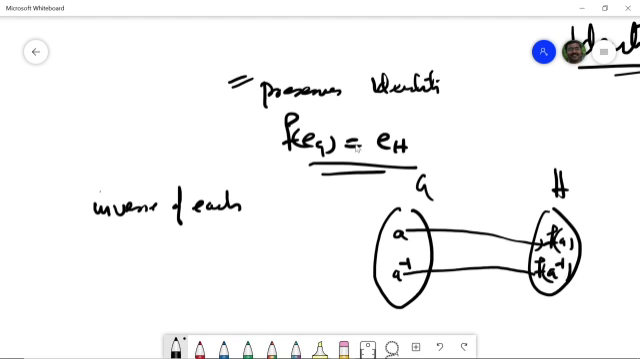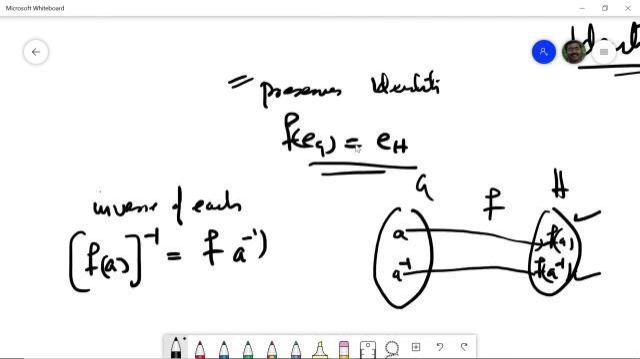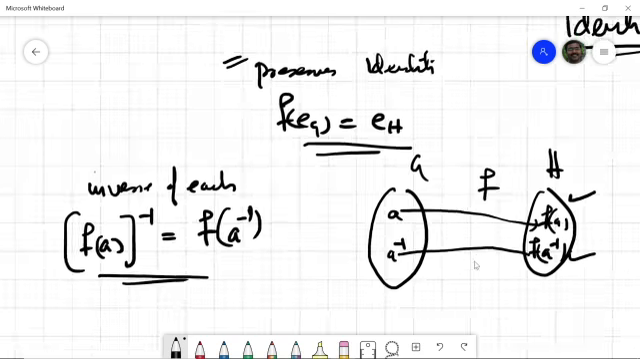Now what I mean to say is that the inverse of f of A will actually be f of A inverse. The inverse of A is A inverse, and also the inverse of f of A is basically f of A inverse. So f is preserving the inverses. In other words, mathematically, the inverse of f of A is nothing but f of A inverse. So this is the next result. It will also preserve the inverse elements.